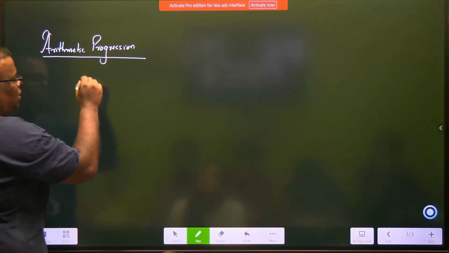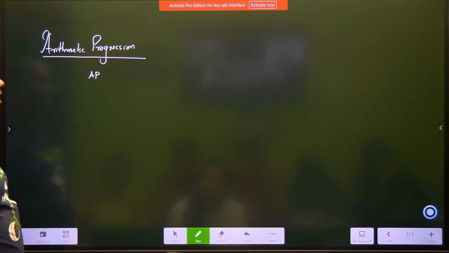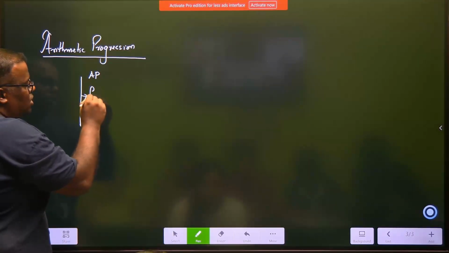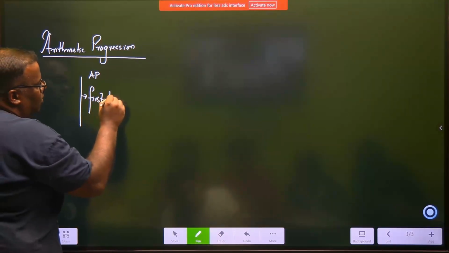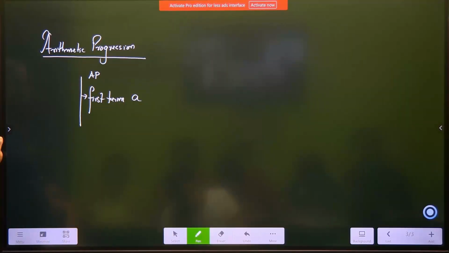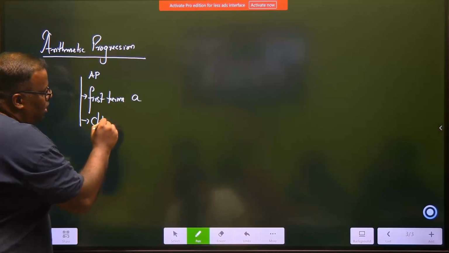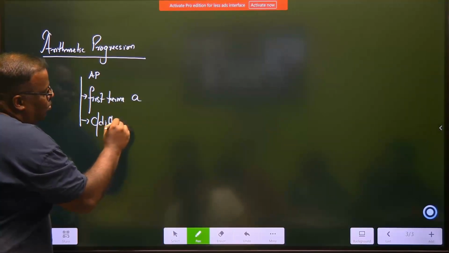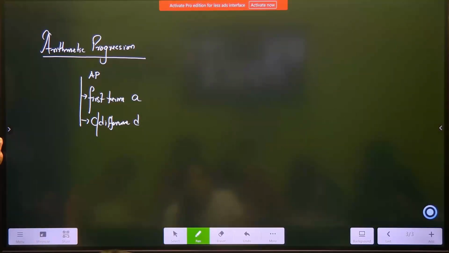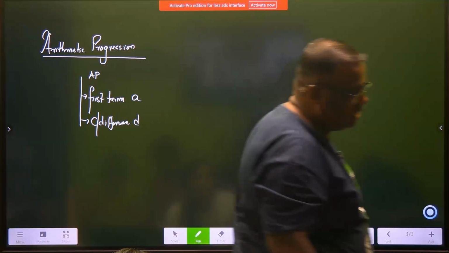At this place, we know that arithmetic progression will be written as an AP. An arithmetic progression has many things. First term, denotation is with A, right? Common difference, denotation is with D. Clear? So shall we populate a generic arithmetic progression?